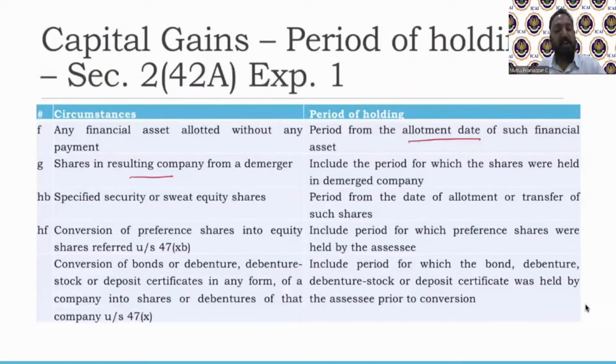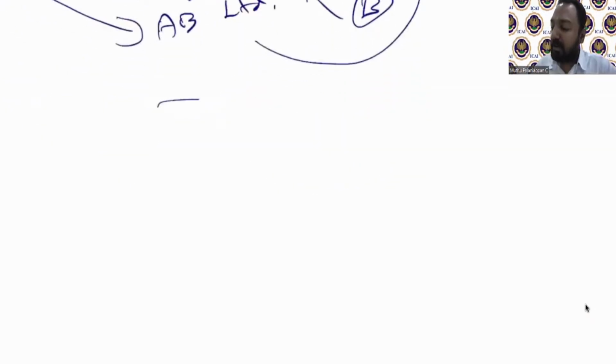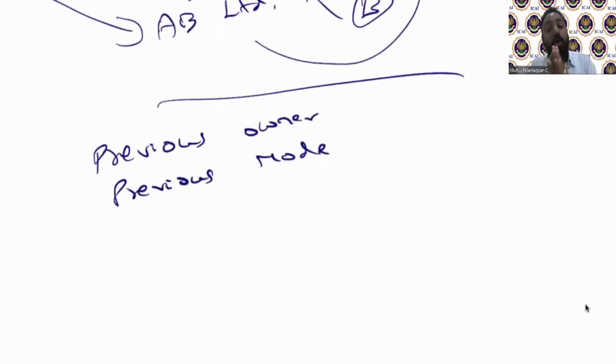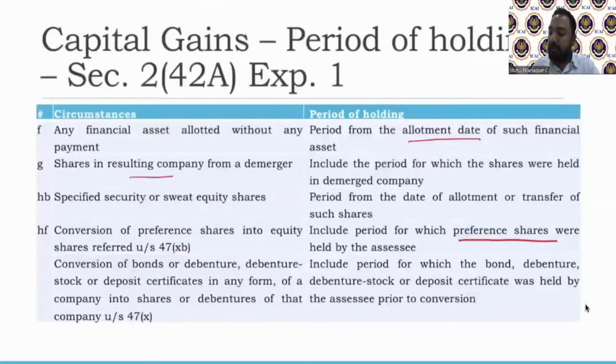Conversion of preference share into equity share. Again, when you convert preference to equity, the holding period starts from the period the preference shares were held by the assessee. So I'll put the trick I was mentioning in short: previous owner, previous mode. When there is a change in the mode of an asset or a change in ownership of an asset, you should always include the previous ownership. Here, preference share is converting into equity share.